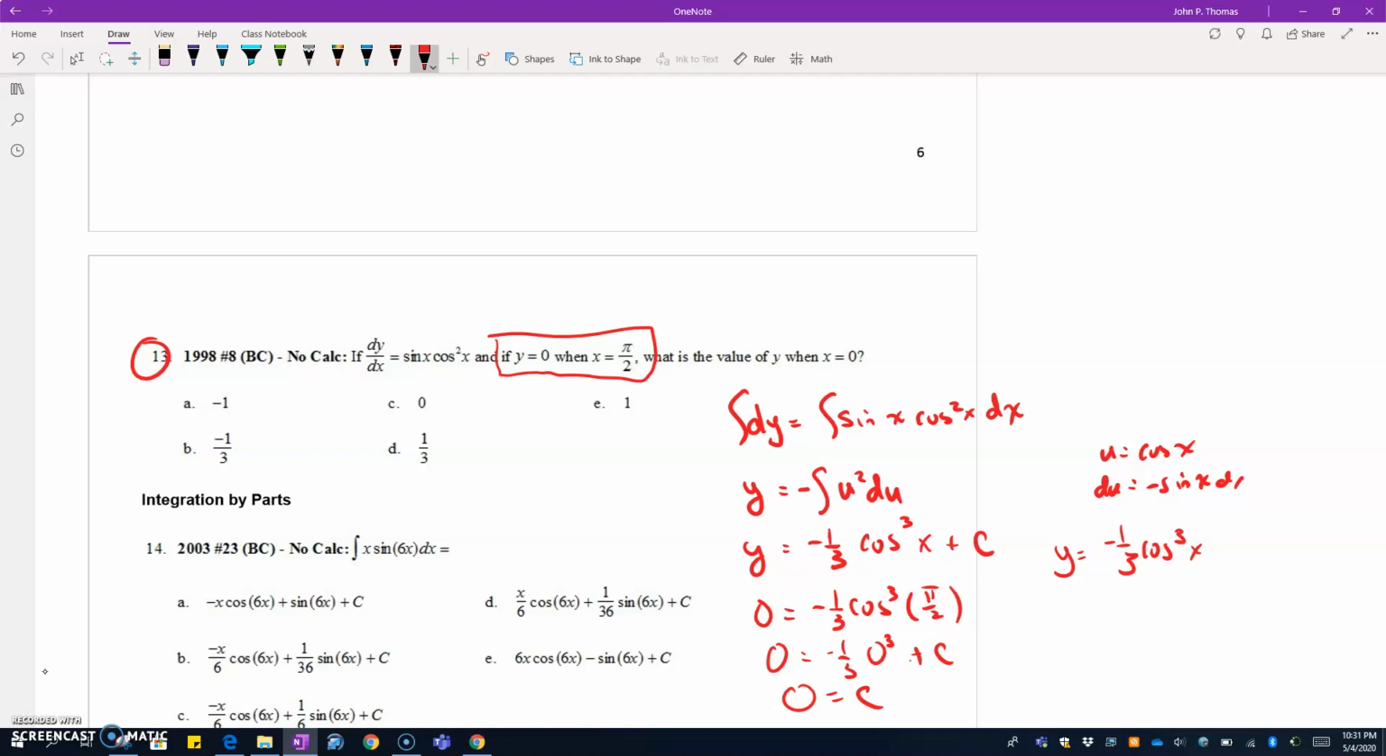Now it asks what the value is when x equals 0. So y equals negative 1/3 cosine cubed of 0. Cosine of 0 is 1, and 1 cubed is 1. So we get negative 1/3. That would be the solution for this one. So it would be B as our correct answer, negative 1/3.